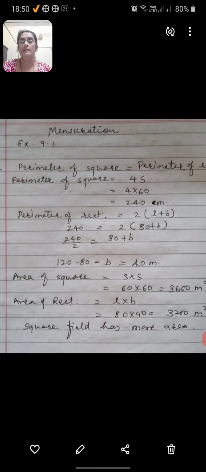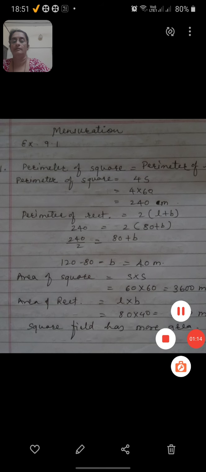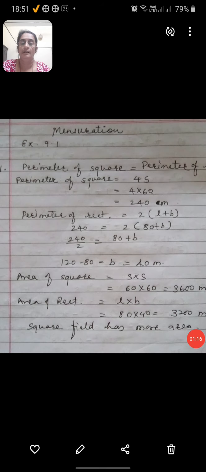Here I have taken the first sum of the exercise, that is perimeter. A square and a rectangular field with measurement as given in the figure have same perimeter. Which field has a larger area? Now, it is told that perimeter of a square and perimeter of a rectangle is equal.